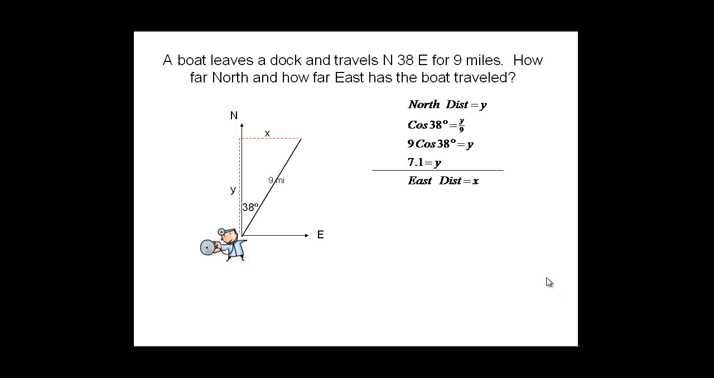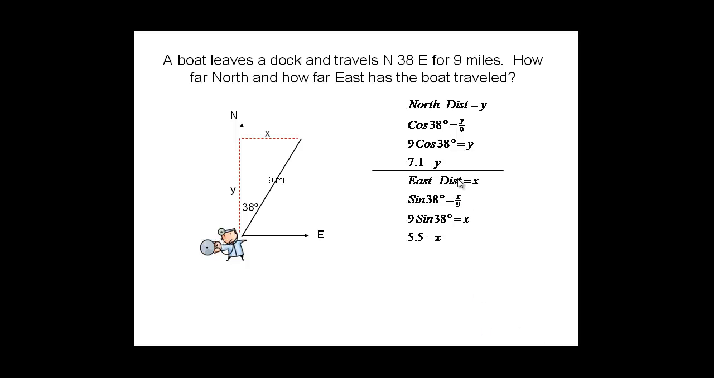Now, to get the east distance, if we have our 38 degrees, to get x, which is how far east you went, that's opposite, and 9 is the hypotenuse. Opposite over hypotenuse is our sine function. So sine of 38 degrees is opposite x, hypotenuse 9. Move the 9 over just like we did earlier, so you get 9 sine of 38 is equal to x. If you type this in your calculator, you should get 5.5 is equal to x.